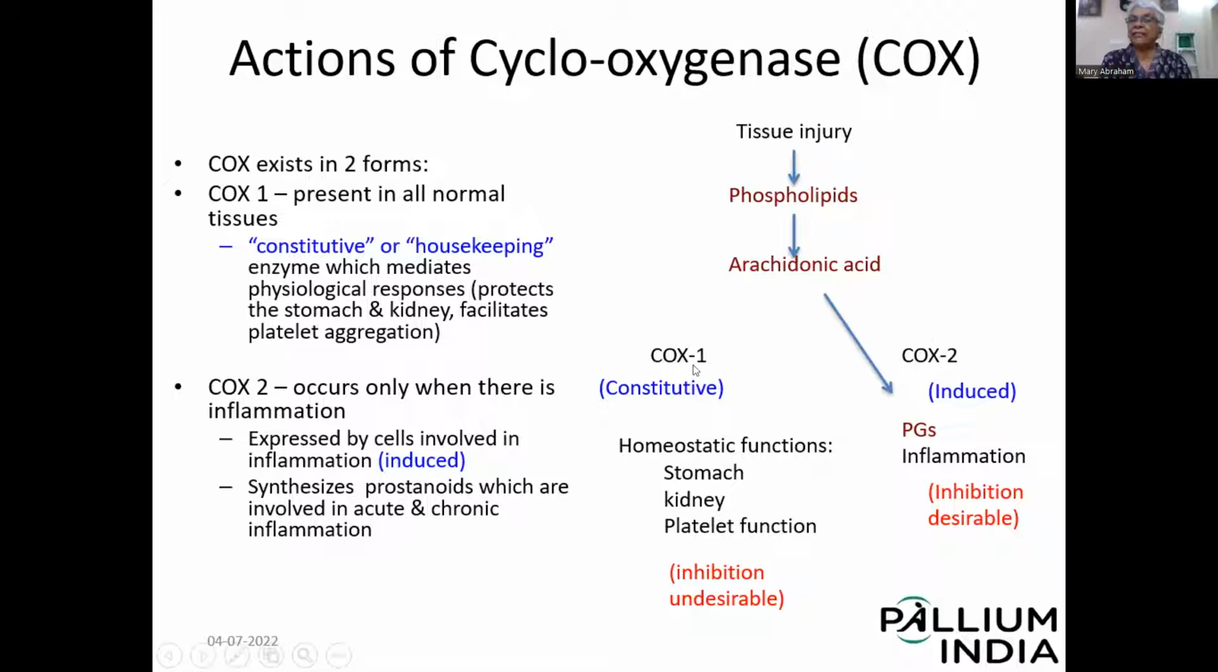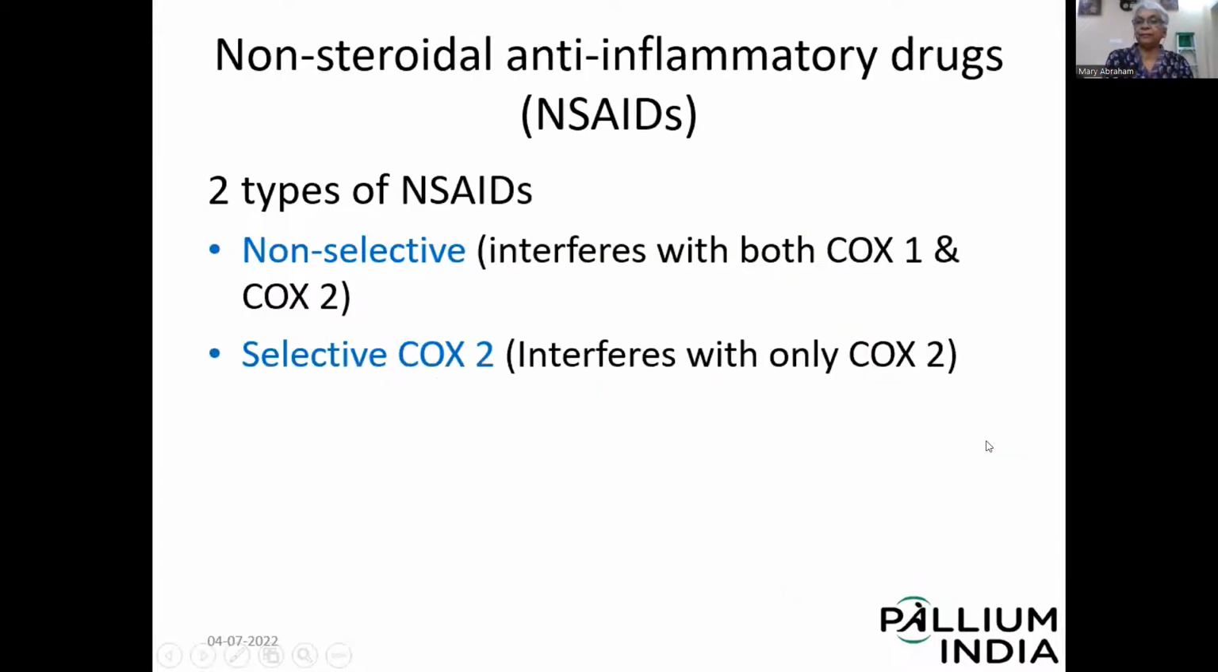So cyclooxygenase exists in two forms, COX-1 and COX-2. COX-2 is released when there is an injury or inflammation. COX-1 is normally present, and it is a housekeeping enzyme. It actually mediates the physiological responses in our body, like protecting the stomach, the kidney, and facilitates platelet aggregation, etc. And I said COX-2 occurs only when there is inflammation. So it's induced only when there is an inflammation.